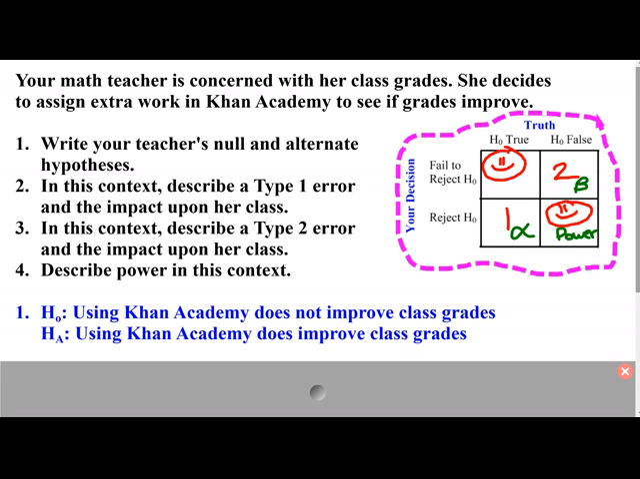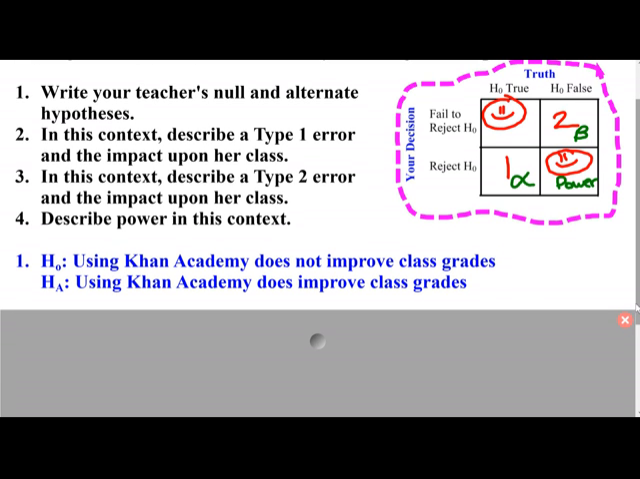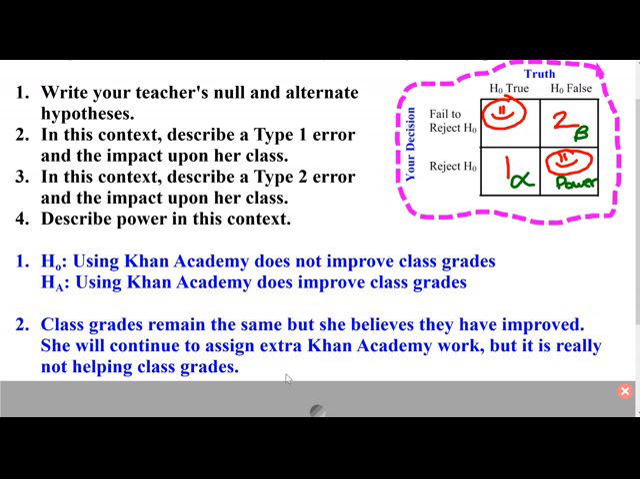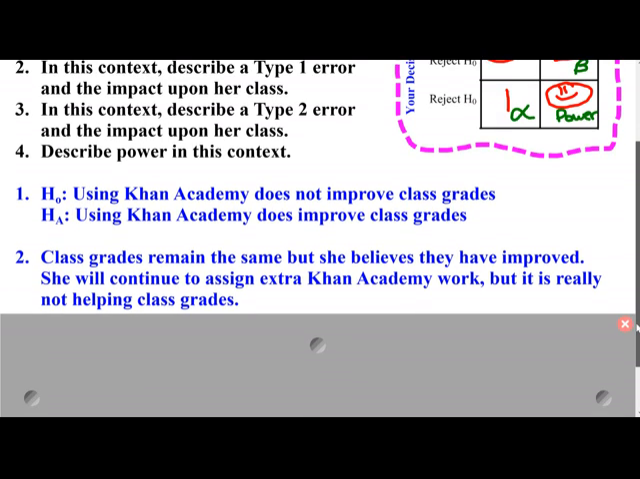Based on what our hypotheses are, it helps us now decide what a type 1 and type 2 error is. A type 1 error would be where the null is actually true. So that would mean in this case that Khan Academy does not improve class grades, but you believe otherwise. So that's what I have down here: class grades remain the same, but she believes they've actually improved through Khan Academy. And all the time when this happens, there's some sort of impact. In this case, she's going to continue to assign extra Khan Academy work, but it's really not helping class grades. So kids are just doing more stuff, working harder, whatever you want to call it, but grades really are not going to improve in the long haul overall.